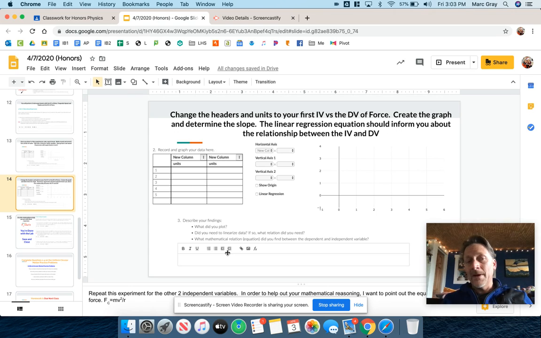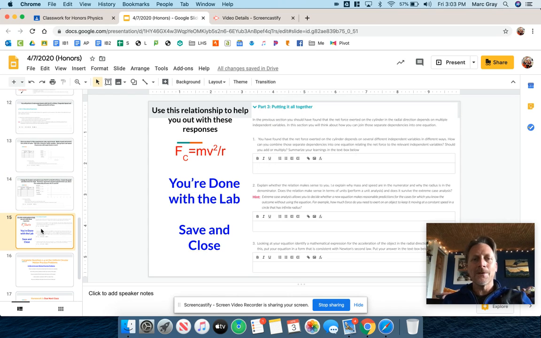Because there are three independent variables, you're actually going to do three different experiments. So you'll repeat it twice after that with the other independent variables. And then when you're finished, you want to jump into the analysis questions at the end.